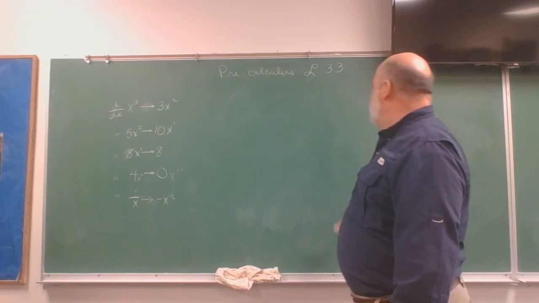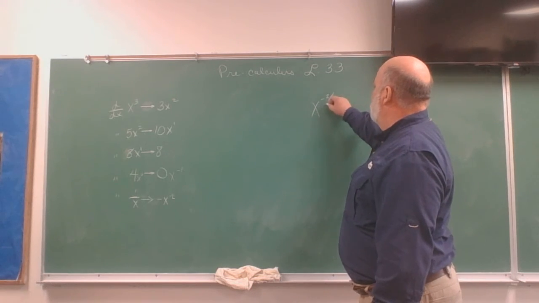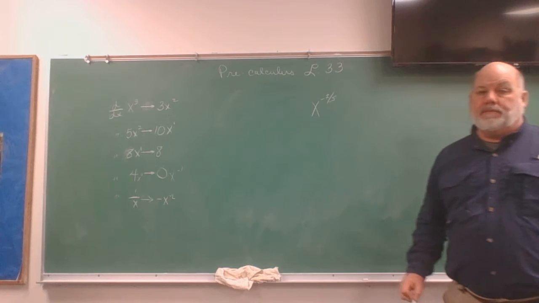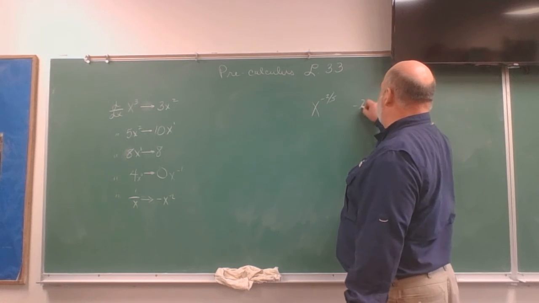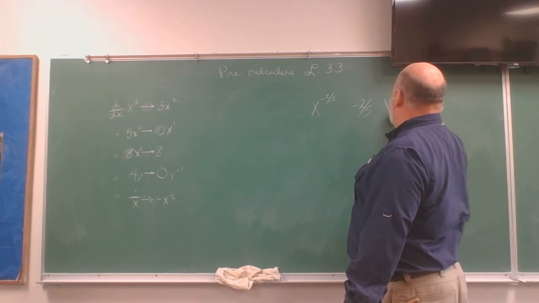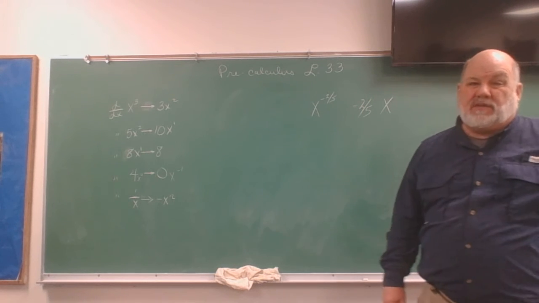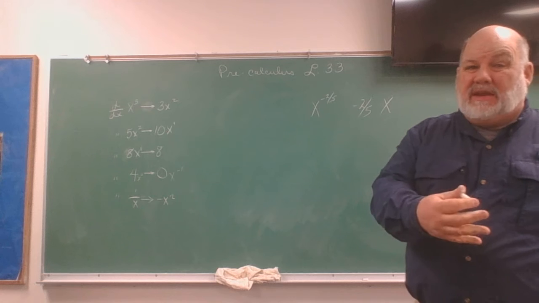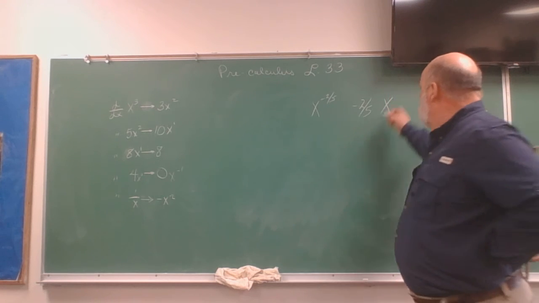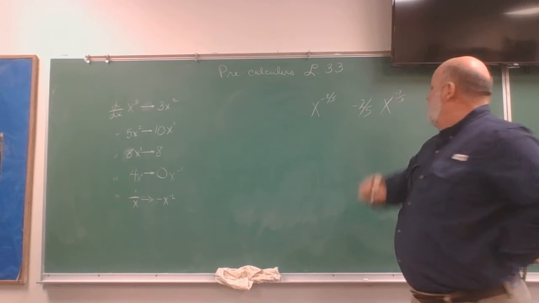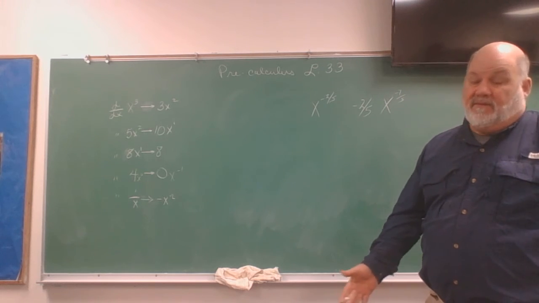The next one says x to the negative 2/5 power. Well, the negative 2/5 jumps to the front. What's negative 2/5 minus 1? Well, that's negative 2/5 minus 5/5. We're going to have x to the negative 7/5 power.